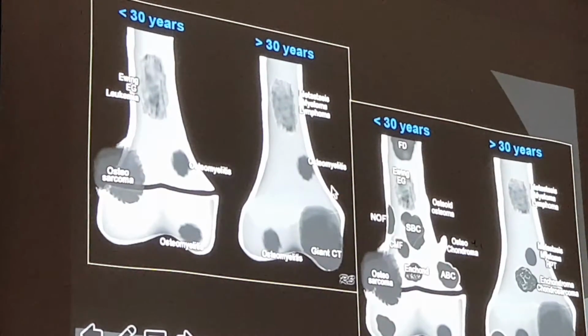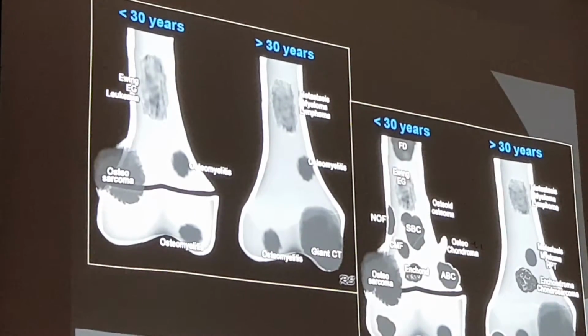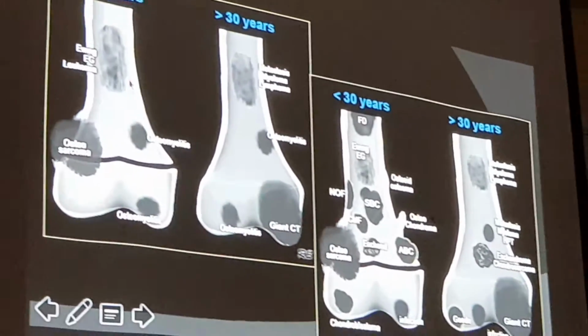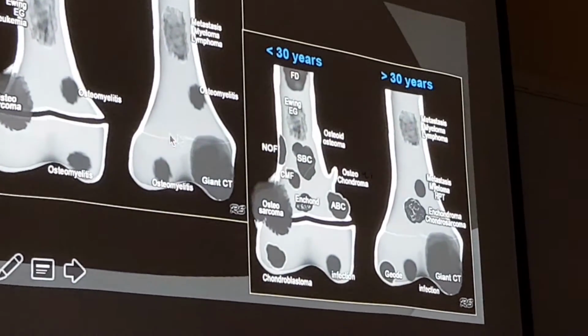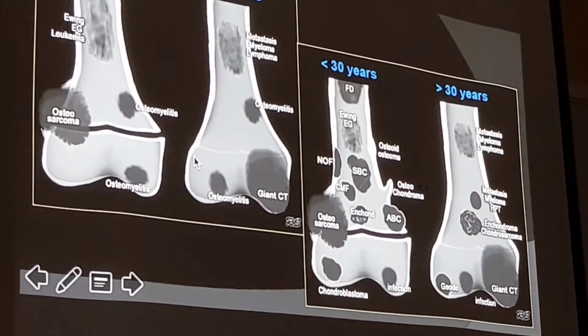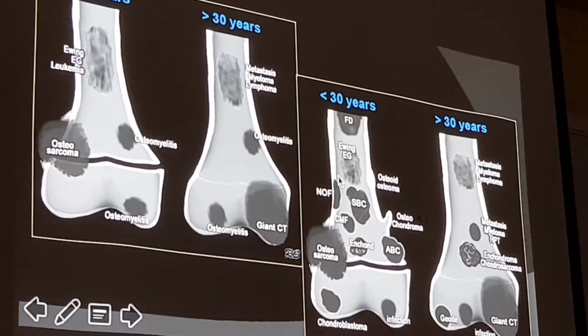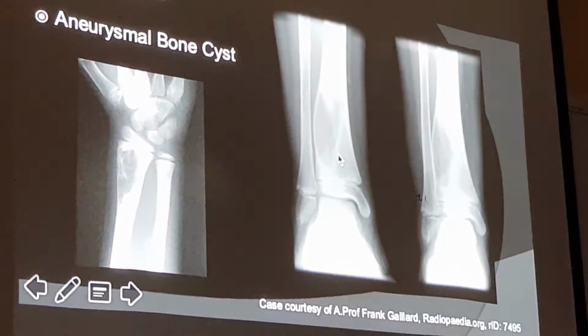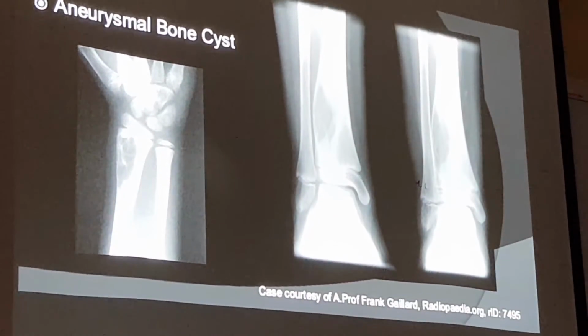The age of the patient is also important because patients of different ages will have different tumors which are more common. And like I was saying a while ago, the location is also important. Is it in the metaphysis? Is it in the epiphysis? Does it cross the epiphyseal line? I was talking about whether the lesion is eccentric or central.